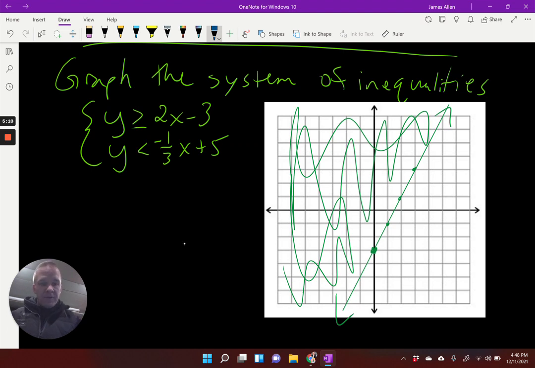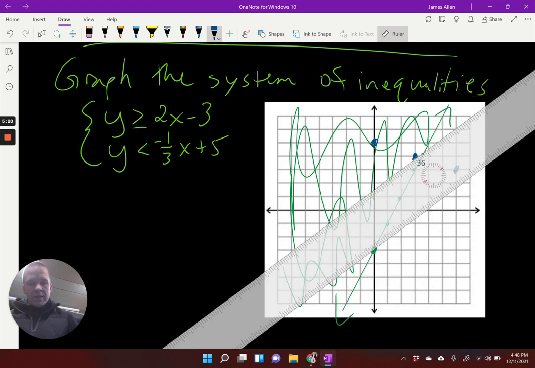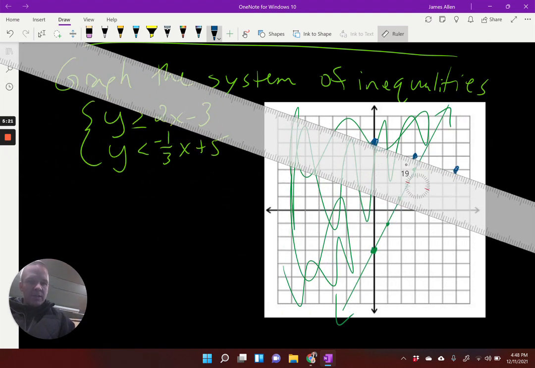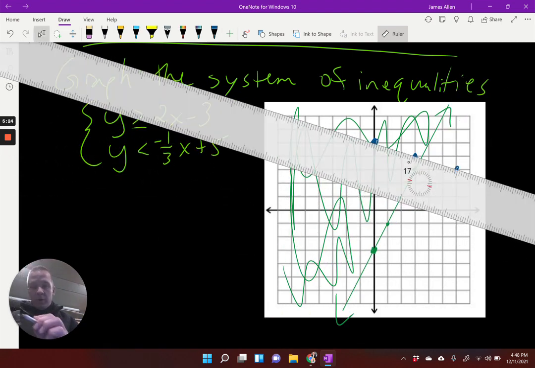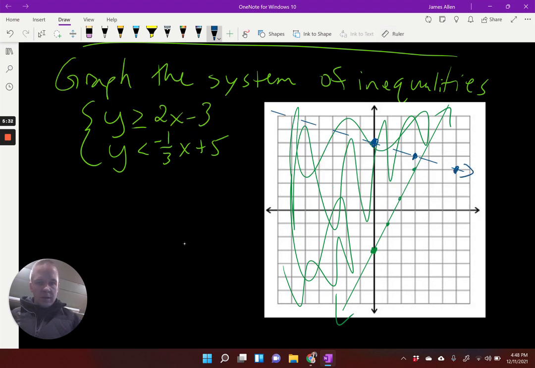All right, so I'm going to start up at 5. 1, 2, 3, 4, 5. And I'm going down 1 over 3. Down 1 over 3. There we go. Get my ruler out, and this time it is less than, so I'm going to be shading below. But hold up, it's not equal to. So this one I need to dash. There we go. And I'm shading below.